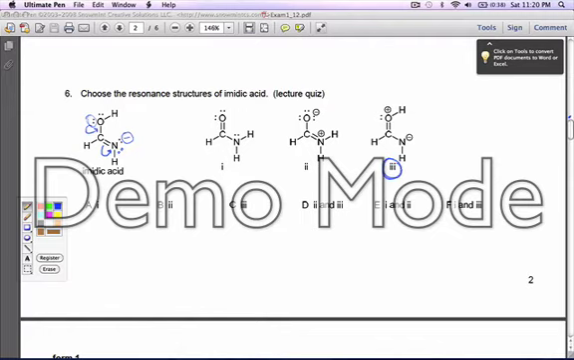So let's look at the other ones. If you look over here, this changed the connectivity. You had a hydrogen here, but you no longer have a hydrogen here. So this is not a resonance structure because you are lacking a hydrogen. And this is not a resonance structure because they added a hydrogen. So your only choice then is 3, so that gives you C.